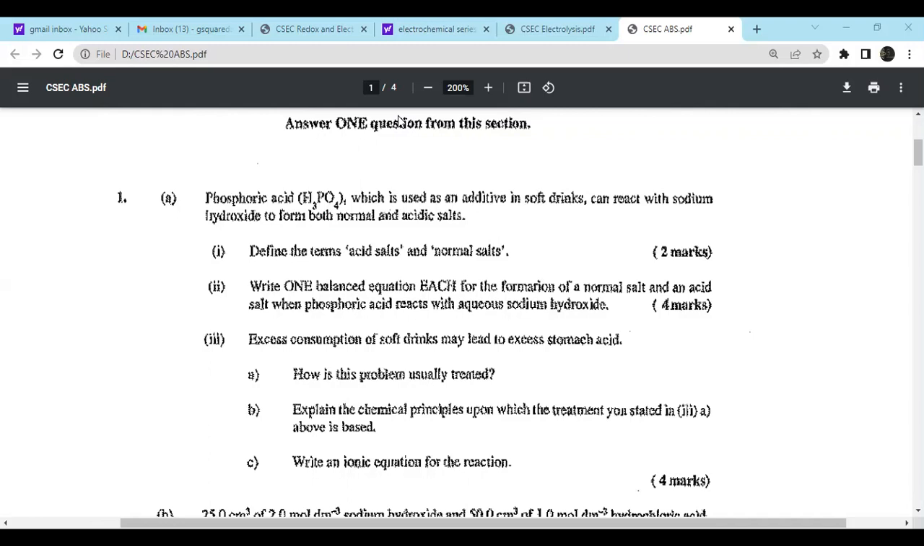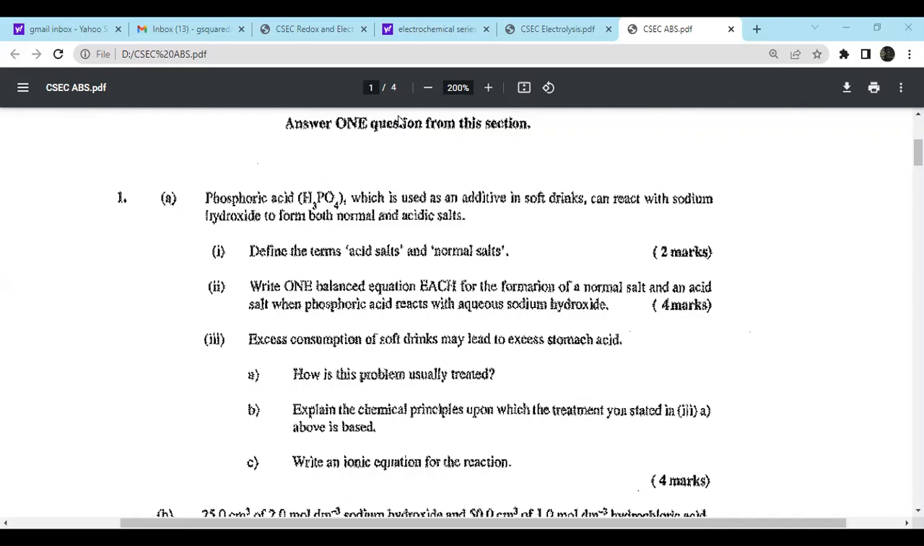Now, alkalis are bases that dissolve in water. It's easy to identify an alkali because they have OH. They're bonded to metals and they have OH, like sodium hydroxide. That's an alkali. Magnesium hydroxide, calcium hydroxide, ammonium hydroxide. Those are all alkalis because they have the OH there.